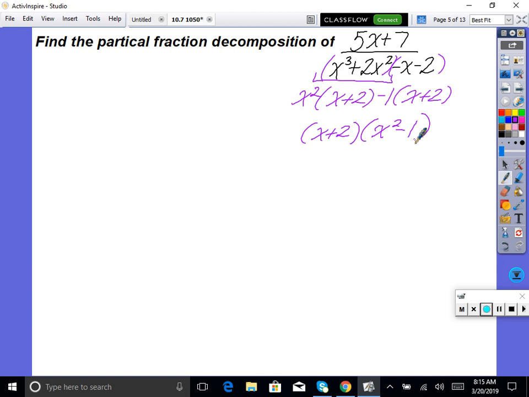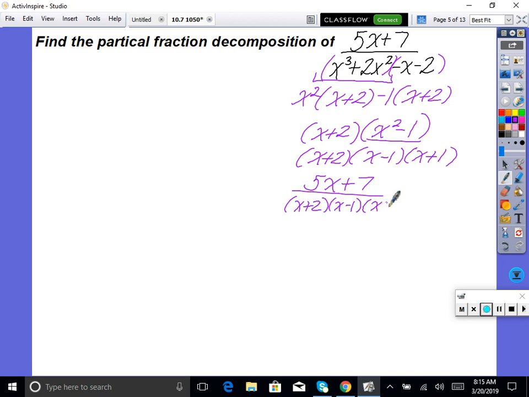Is that factored completely? No. What does that factor to be? Yep. x minus 1, x plus 1. So our true statement is this: 5x plus 7 over x plus 2, x minus 1, and then x plus 1. Now notice, once again, we have linear factors, none of them with multiple multiplicities. All right, so you get started and tell me how we would start to set that up.